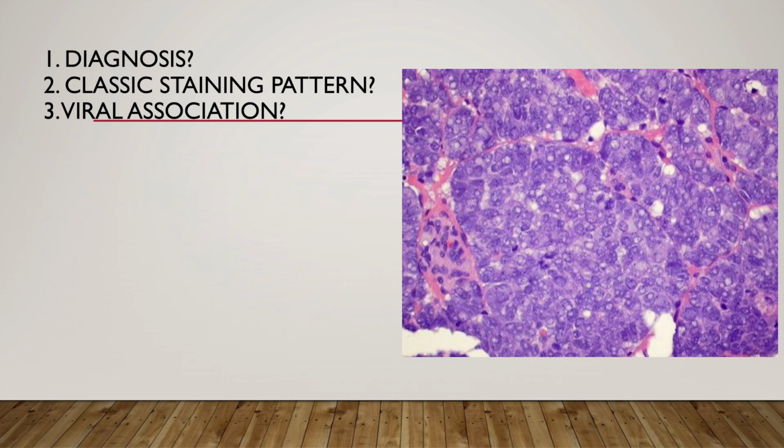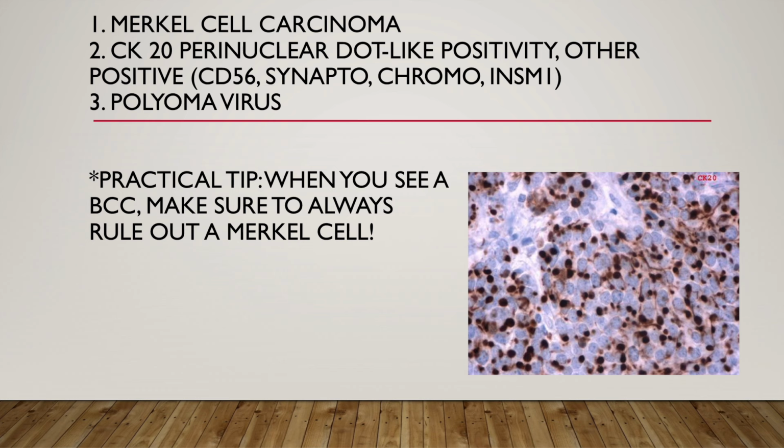Classic staining patterns include your neuroendocrine markers. You can get a CD56, synaptophysin, chromogranin, INSM1. Your cytokeratins will also be positive. And the viral association is polyomavirus. And here is your CK20 perinuclear dot-like staining.